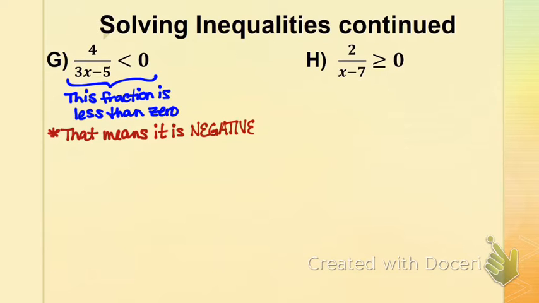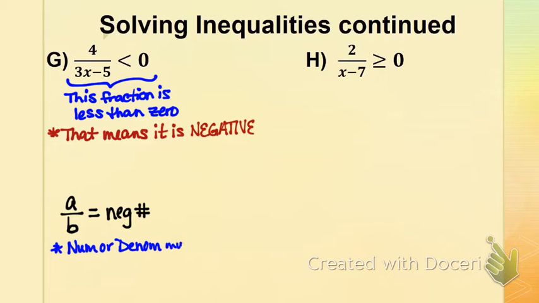I want you to think about any fraction here. So I'm just going to pick out some letters. We're going to have it be a over b. What would need to be true about my fraction a over b if I told you the whole thing was a negative number? A or b has to be negative. A or b would have to be negative, but not both of them, right? So either a or b has to be negative. So my numerator or denominator must be negative.